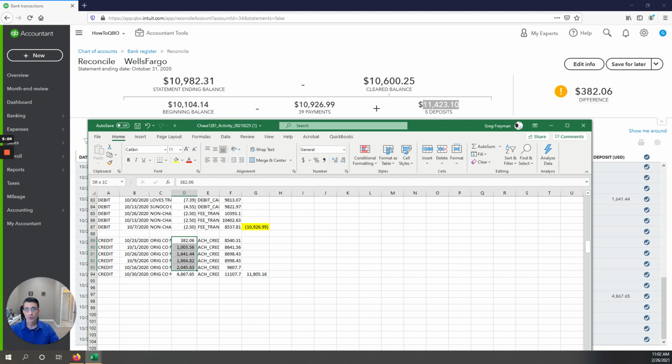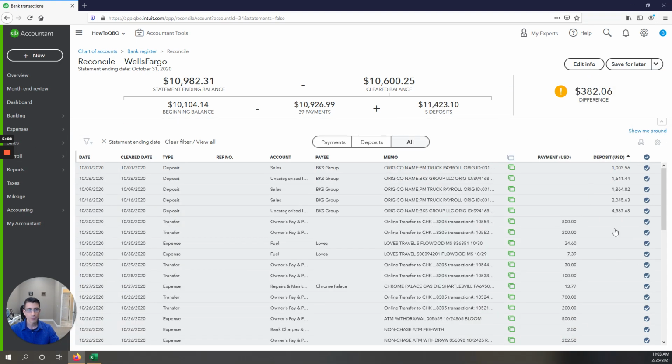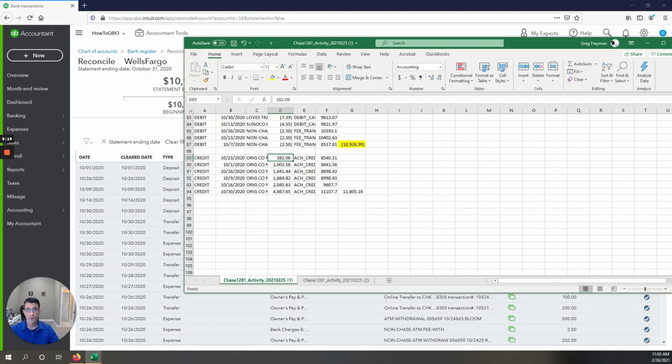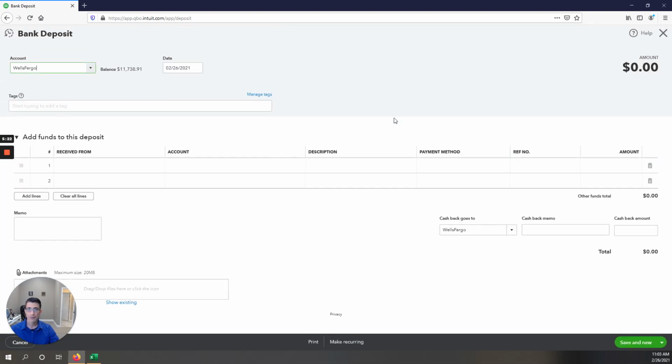So why did I sort this by amount? Is because I want to also compare it. I want to sort here by amount. Aha, I am missing $382.06. But do you see how fast of a time savings this can be? So let's go ahead and add that now. Bank deposit.